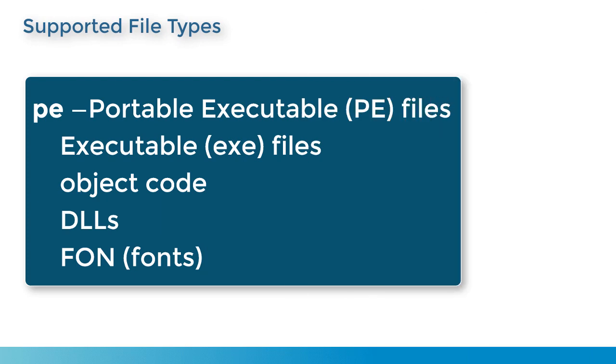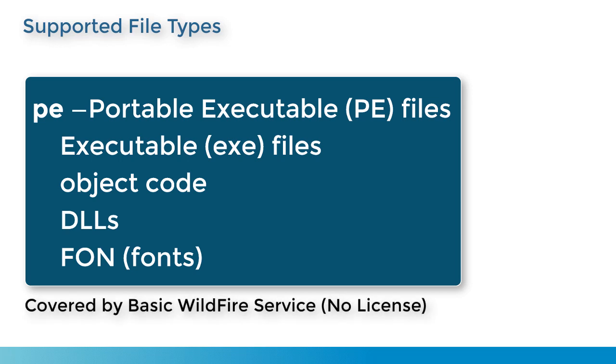Now, speaking about the file types, the first one I want to introduce to you is a PE, or portable executable. A portable executable is a name that encompasses multiple file types, for example, EXEs, specific types of object code, DLLs, or dynamic link libraries, as well as font files. With no WildFire subscription license, every Palo Alto Networks firewall is able to submit PEs up for analysis, and any PE submitted that is malicious could be blocked using the antivirus signatures downloaded the next day.